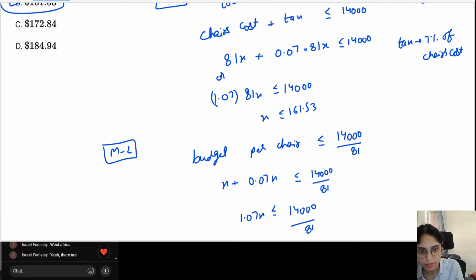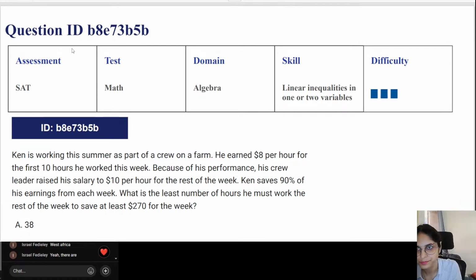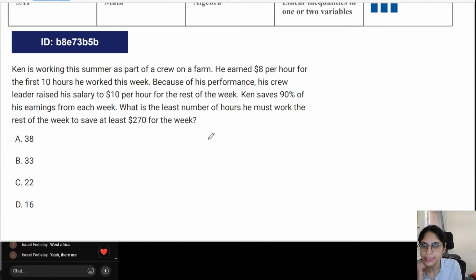Anyways, the last problem is question number 35. Ken is working this summer as part of a crew on a farm. He earned $8 per hour for the first 10 hours he worked.